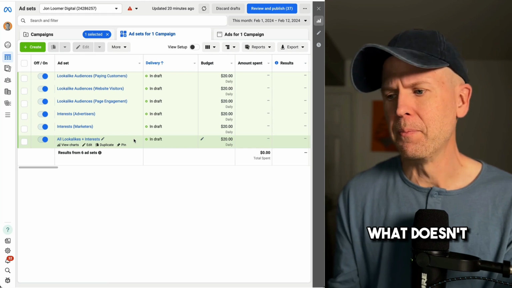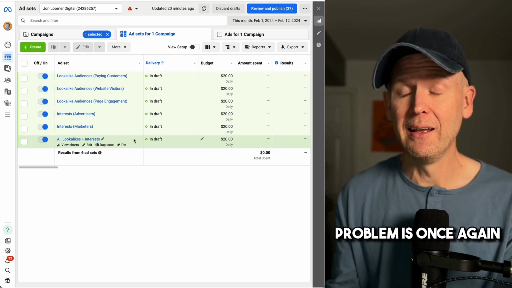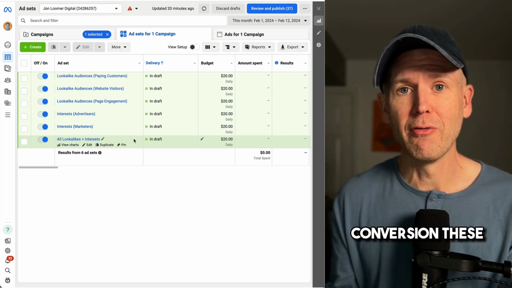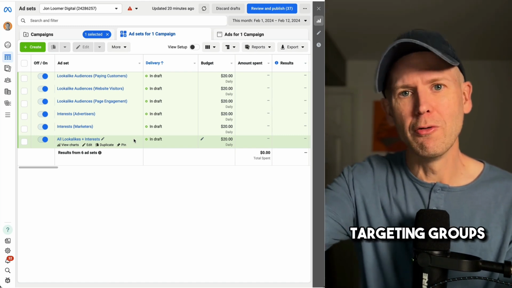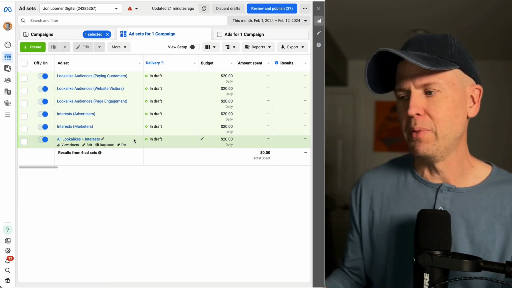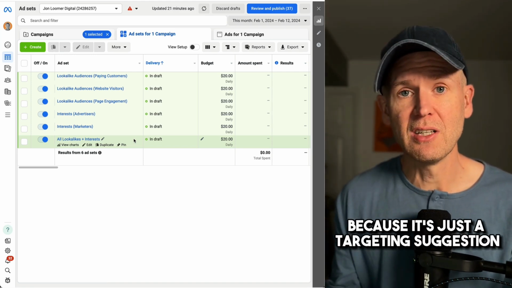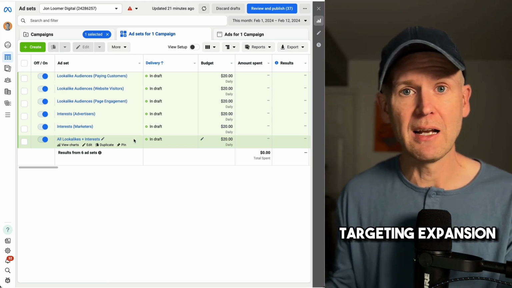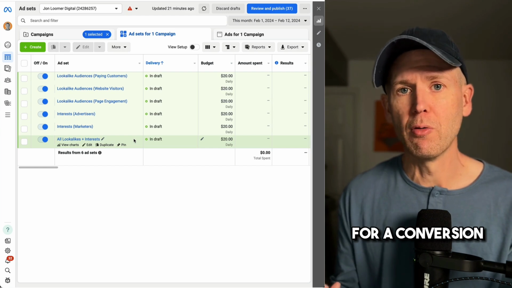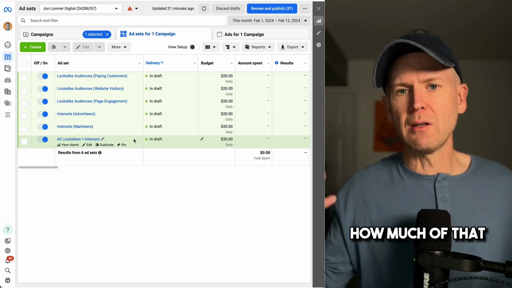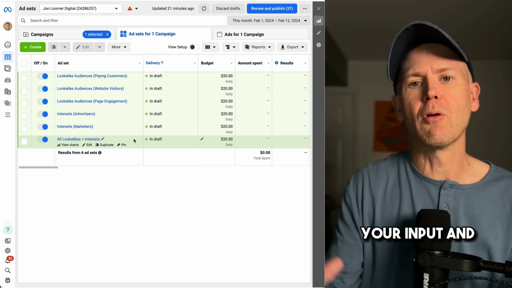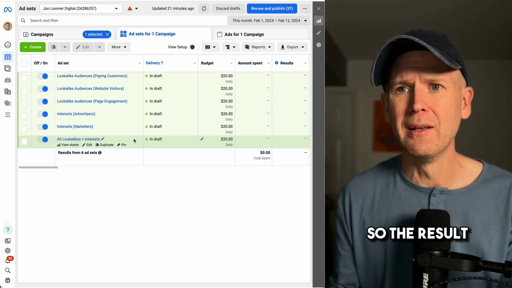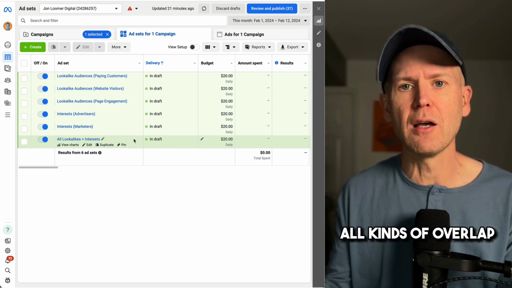The problem is, once again, if you're using Advantage Plus Audience, if you're optimizing for any type of conversion, these targeting groups are only a starting point, because it's just a targeting suggestion when it's Advantage Plus Audience. And when you've got targeting expansion on, which you can't turn off when optimizing for a conversion, we don't really know how much of that result is due to your input and how much of it is due to the expansion. So the result is going to be you're going to have all kinds of overlap.